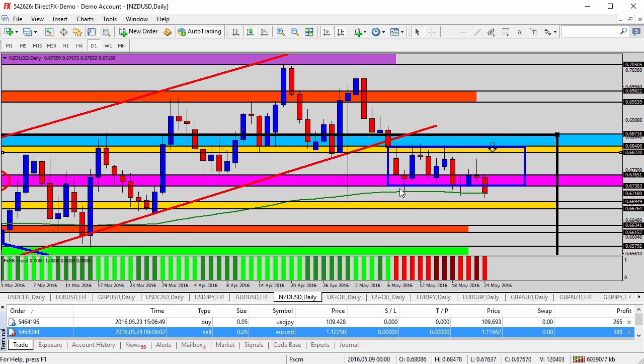Now, we want to be careful for a false breakout. We've seen a couple of times challenge here towards the 100 period moving average and bounce off of it. That's where we are today. So we want to be sure and confirm the breakout. I'd love to see an open and close underneath this pink zone.